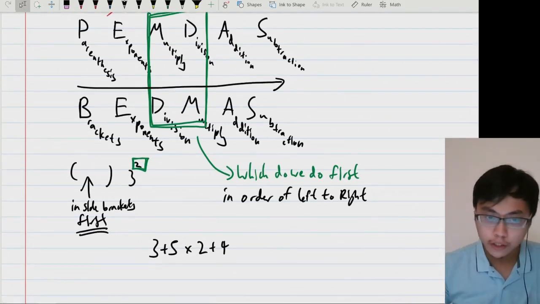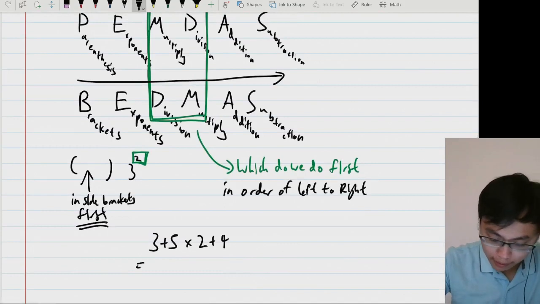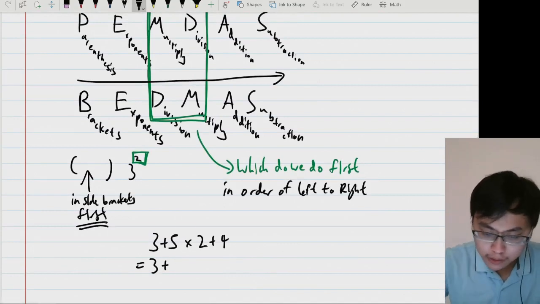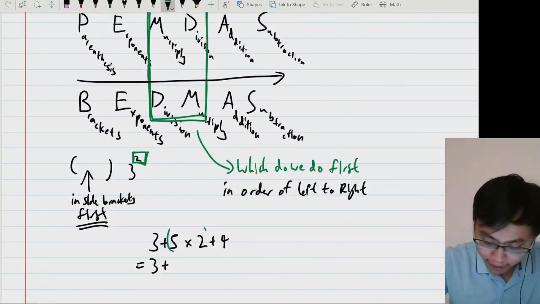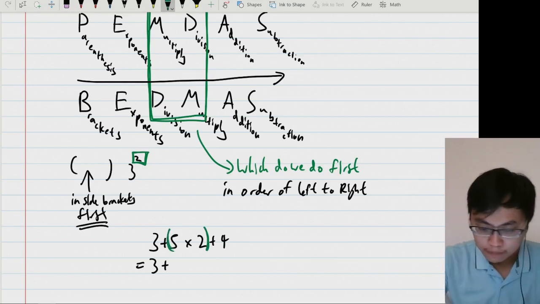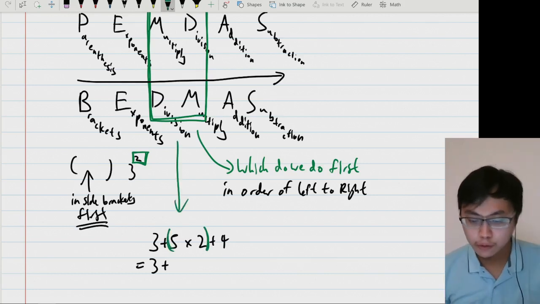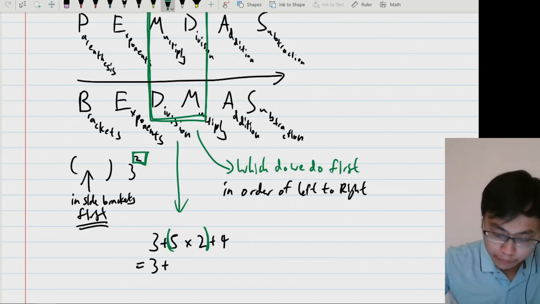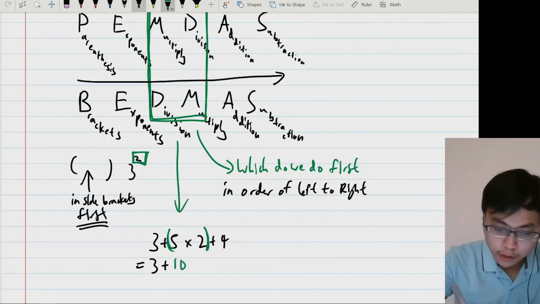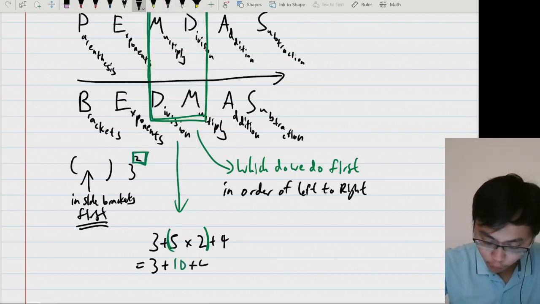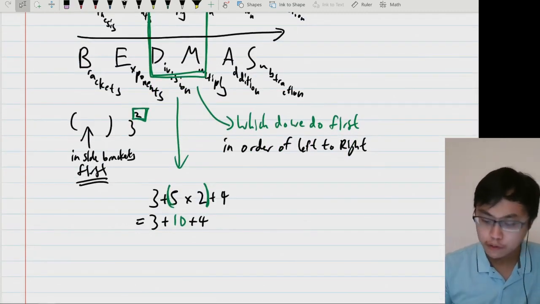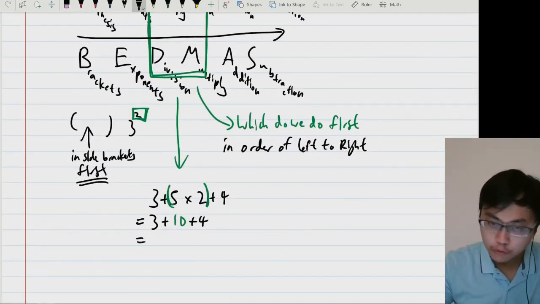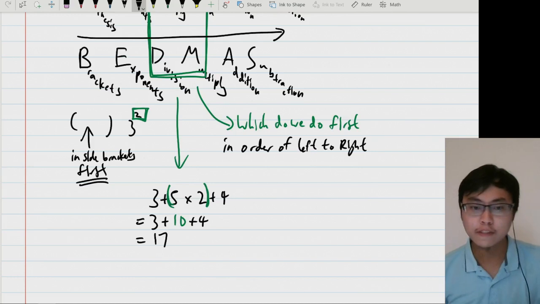You've probably learned this in grade 6. So the next step should be 3 plus, we need to do the 5 times 2 first, because that is multiply. So that will be in fact 10, and then you copy down the plus 4 afterwards. And so 3 plus 10 plus 4, that will be 13 plus 4, which is 17. So that's 17 over here.